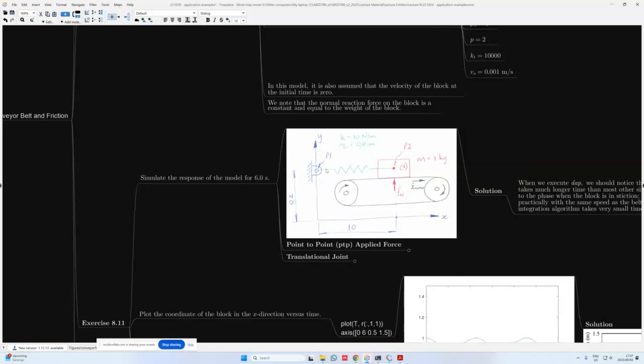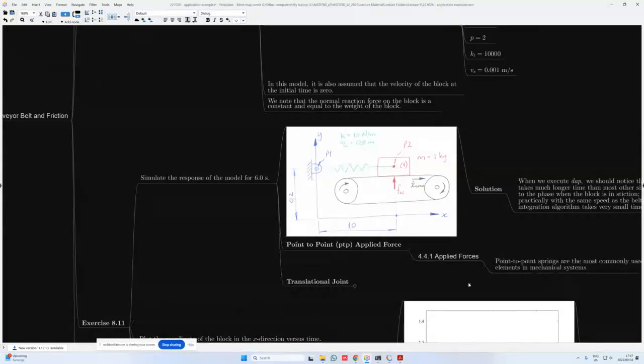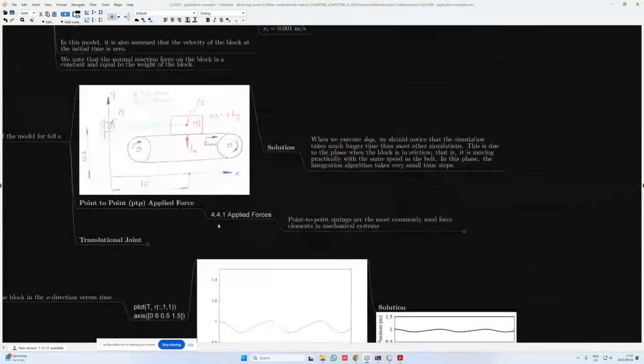In this case, it's just a spring force. We don't have any damping on the system. A spring force that we specify between some sort of a grounded point and the center of mass of the block. Now, for this, we can go back to PMD section 4.4.1, which deals with applied forces.